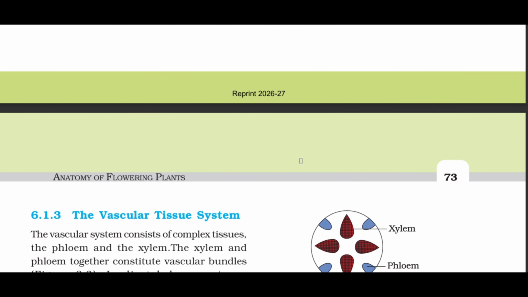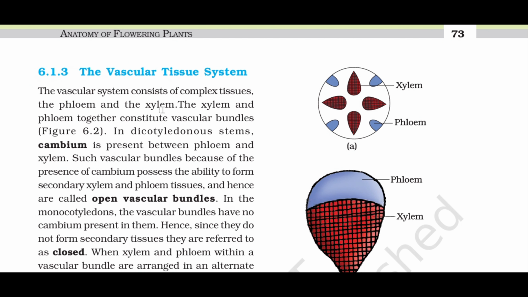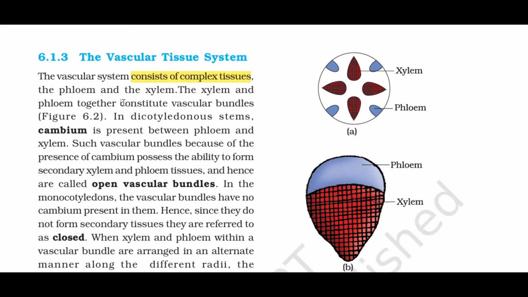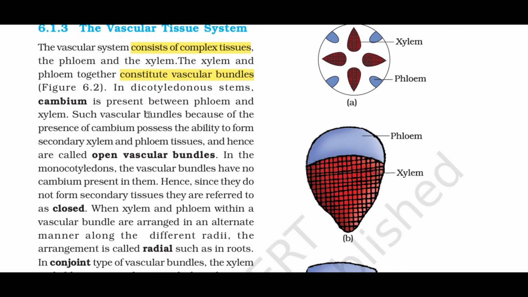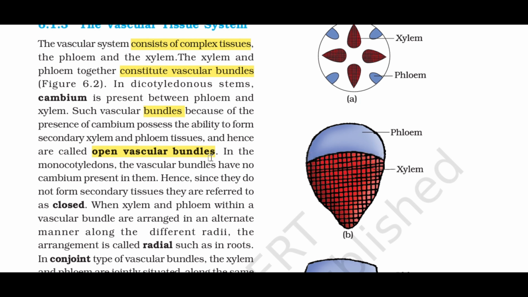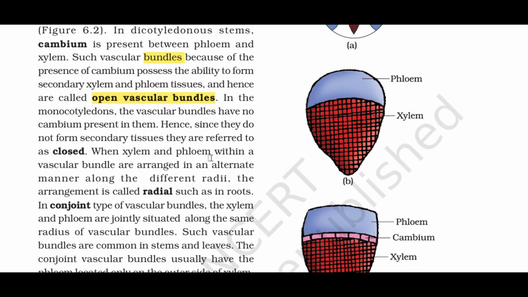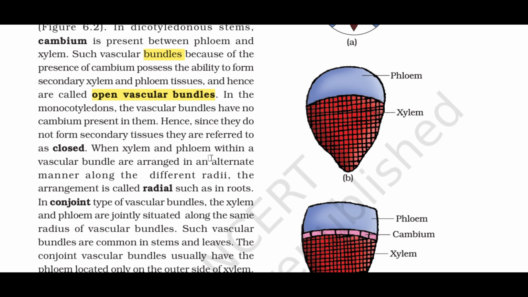The vascular tissue system. The vascular system consists of complex tissues, the phloem and the xylem. The xylem and phloem together constitute vascular bundles, figure 6.2. In dicotyledonous stems, cambium is present between phloem and xylem. Such vascular bundles, because of the presence of cambium, possess the ability to form secondary xylem and phloem tissues, and hence are called open vascular bundles. In the monocotyledons, the vascular bundles have no cambium present in them. Hence, since they do not form secondary tissues, they are referred to as closed.